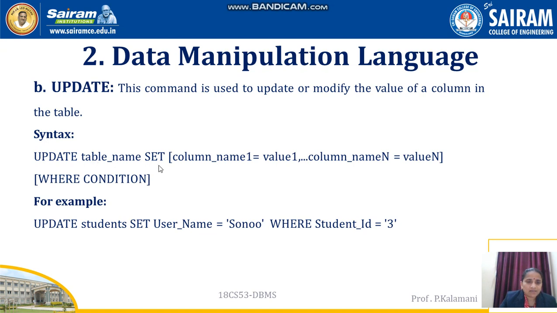Update table name. Update is a keyword. The table name, which table you want to update, you should give. Set is a keyword. Which column we are going to change, that we have to give. Where the condition, with the primary key we should give the condition. For example, I want to change the username. So update students set username equal to Sonu where student ID equal to 3. With the primary key only we can tell. Otherwise foreign key or other attributes can also be used, but then multiple places the value will be updated.